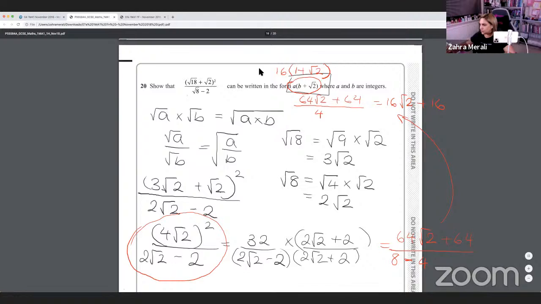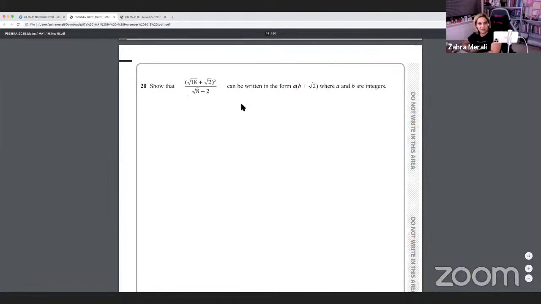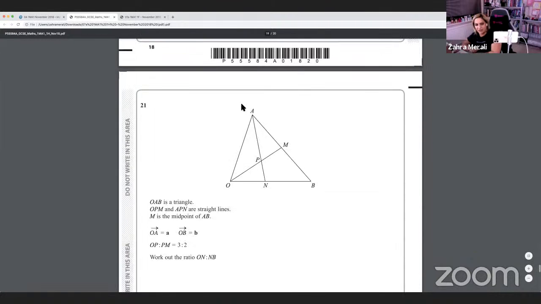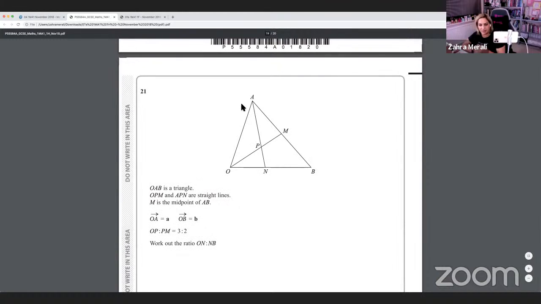Okay, so we've got 2 more questions left, both of which are quite long, but we should be okay. So well done if you stuck with this. Right, 21. We've got a vectors question. OAB is a triangle. OPM and PAPN are straight lines. Okay, O to A. So let's do that in one color. That's A.